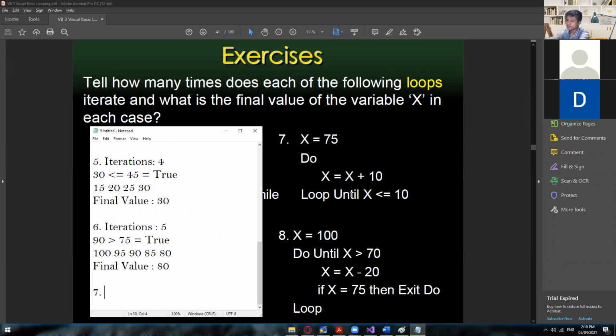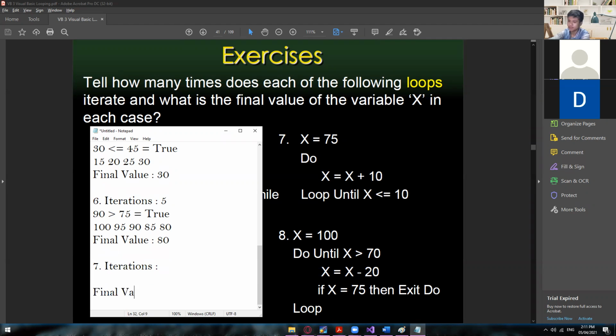Okay, so let's now answer number 7. We have until in here, so it will stop looping once the condition is true. How many times will it iterate, and what is the final value? Initially we have 75. Then compare it with this condition: is 75 less than or equal to 10? This one is false. So that is our first value. Plus 10, 85.